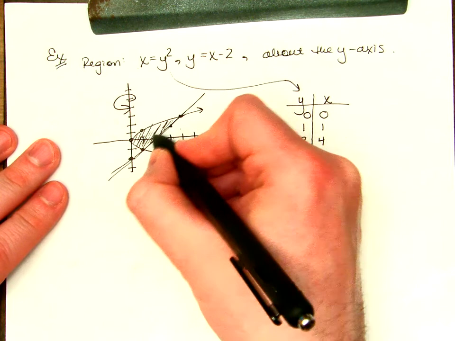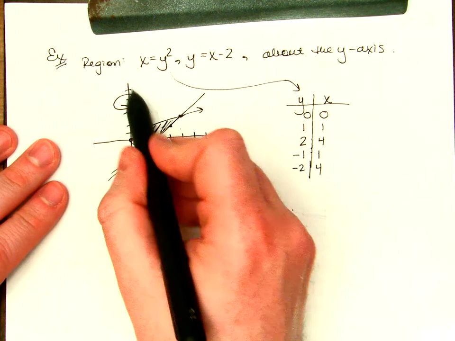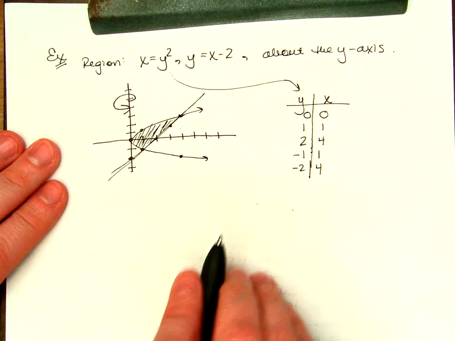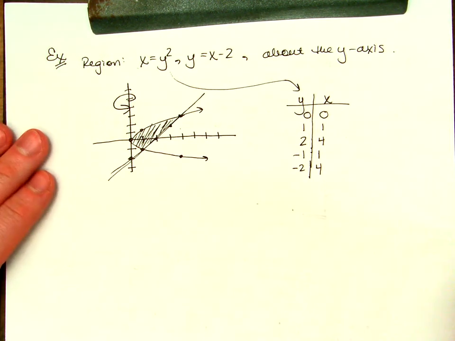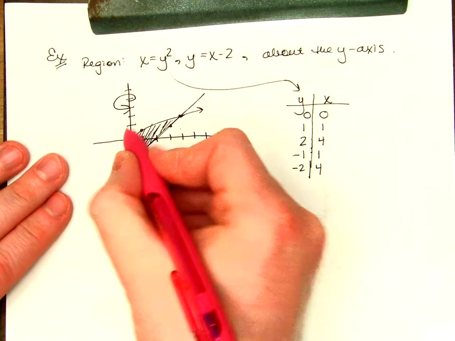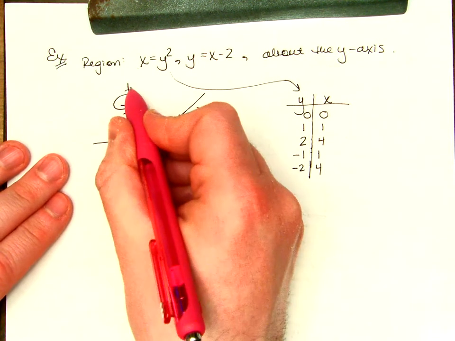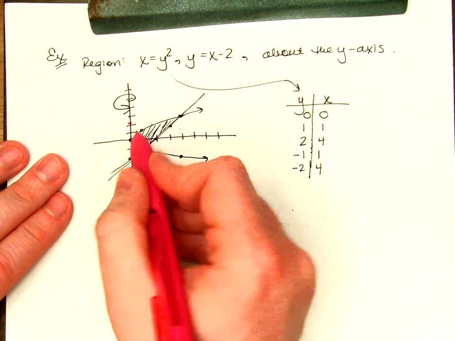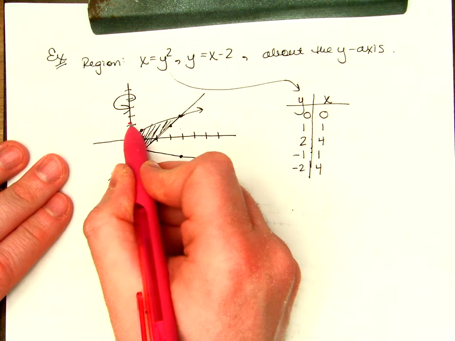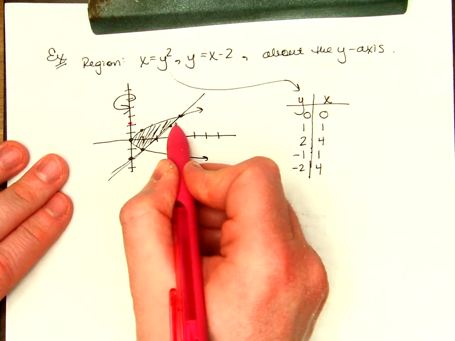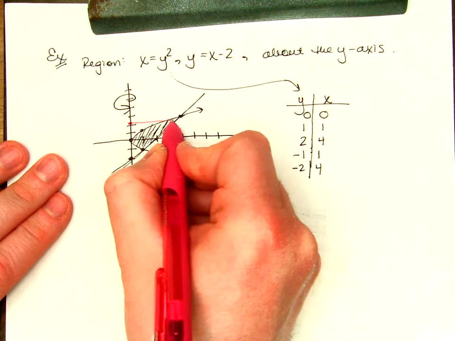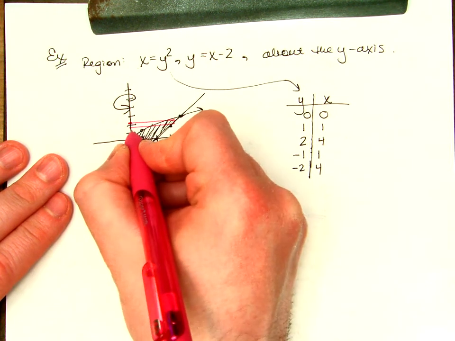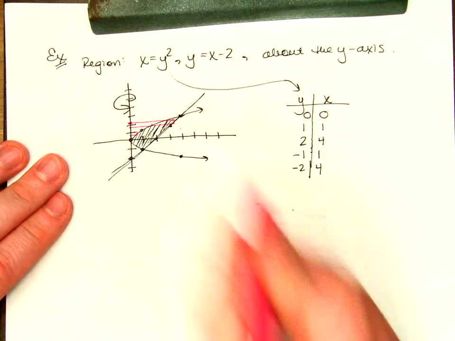Is this region completely flush with the y-axis? No, so I need to use the washer method here. I'm going to need 2 representative rectangles and 2 radii. Both representative rectangles are going to start on your y-axis. The outer rectangle is going to go to the furthest away part of your region. So choosing between the parabola and the line, the line is further away. That's going to be my outer radius. And my inner radius is going to go from the y-axis to the parabola, like that.